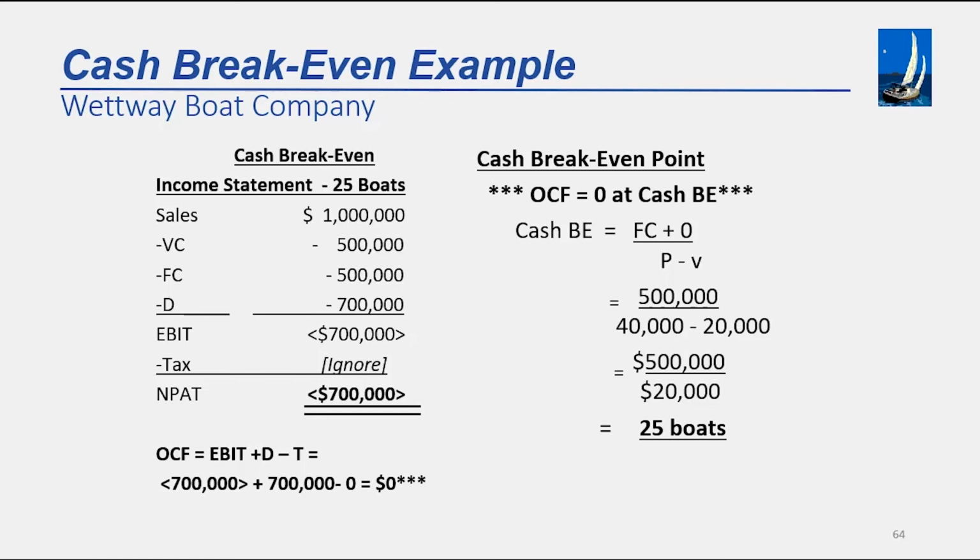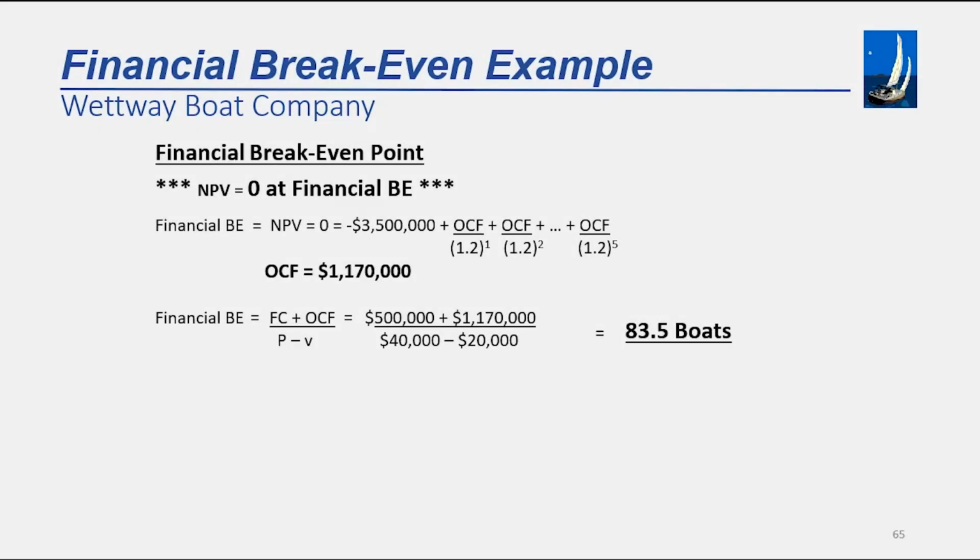Should be zero if I've done 25 boats correctly. So I take EBIT minus 700,000 plus D, 700,000 minus taxes of zero, and I get an OCF of zero at 25 boats. So 25 boats will just give me operating cash flow of zero. And then finally, financial break-even point. This is a little more complex.